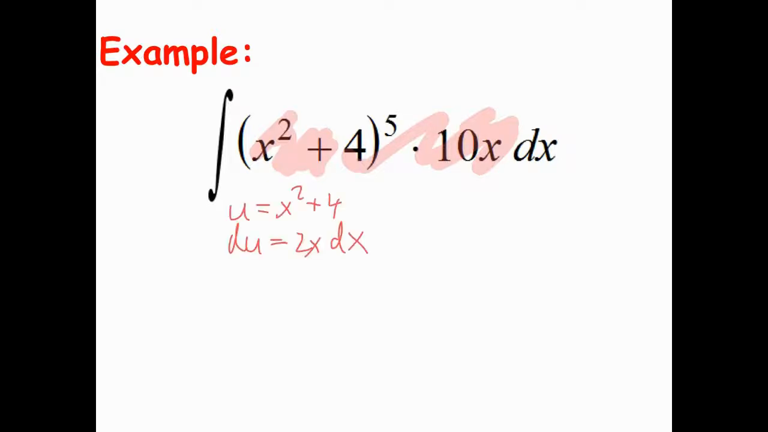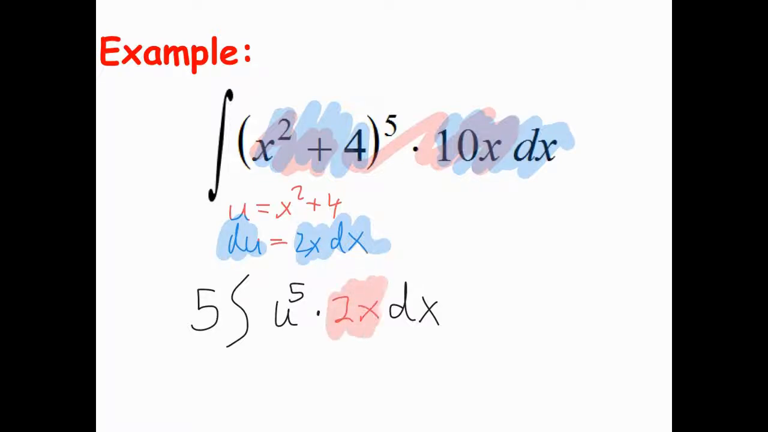And here we go. Alrighty. So we let the inside equal all of this stuff because we get our du being 2x dx. We almost have 2x dx here. The only problem is there's a 5 we do not need. So we're going to exile the 5.